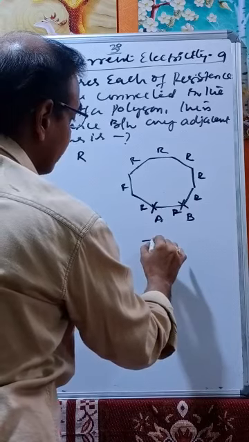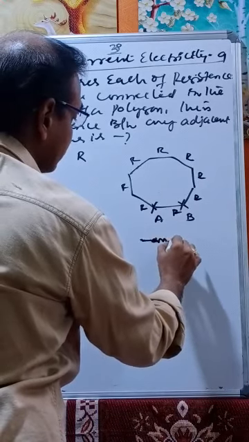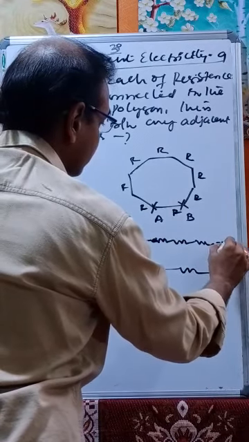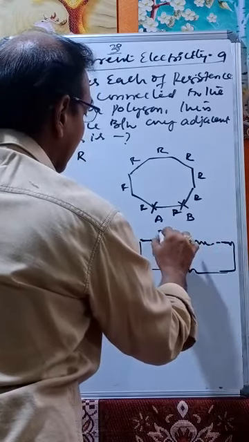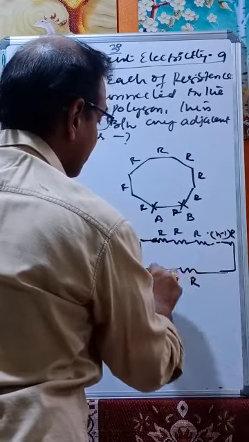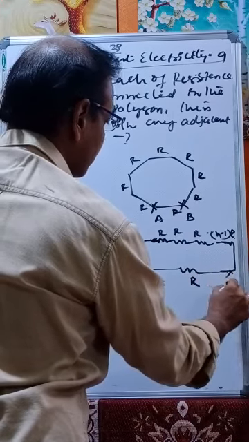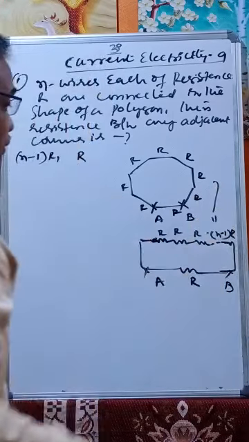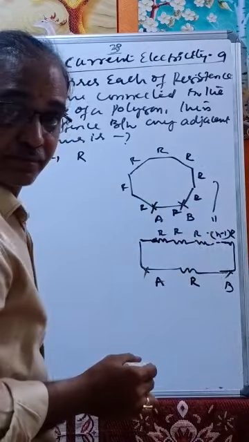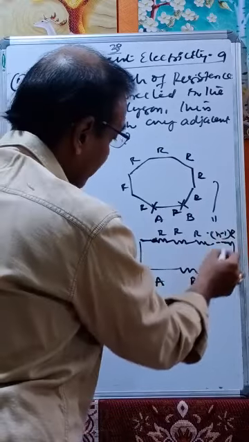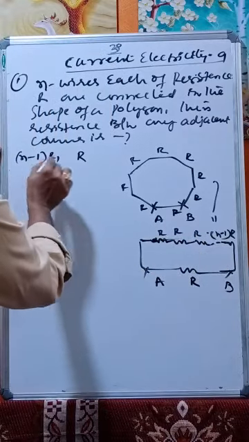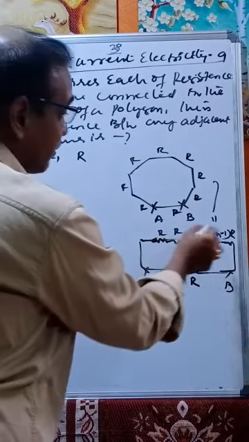Let us draw it like this. This is R, so on up to n minus 1 R. This is another R. This is A and this is B. The circuit is equivalent to n minus 1 resistors, each R, and this one R. Now, how many are in series? These n minus 1 are in series.